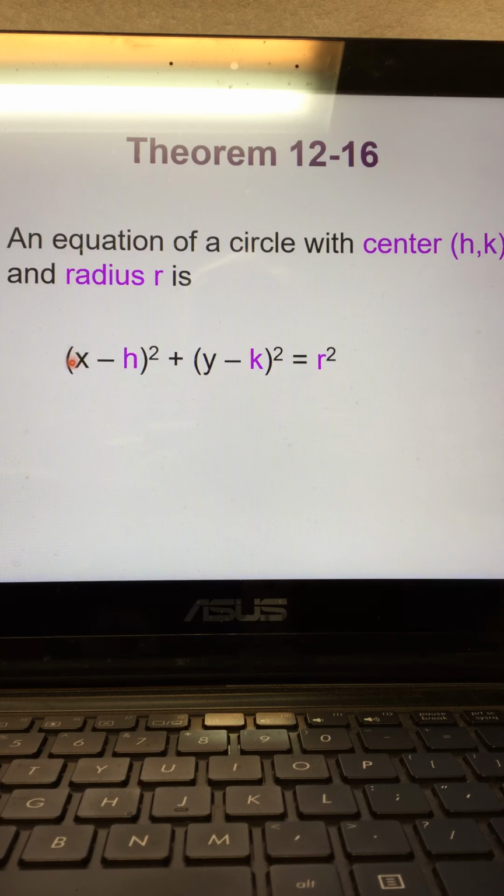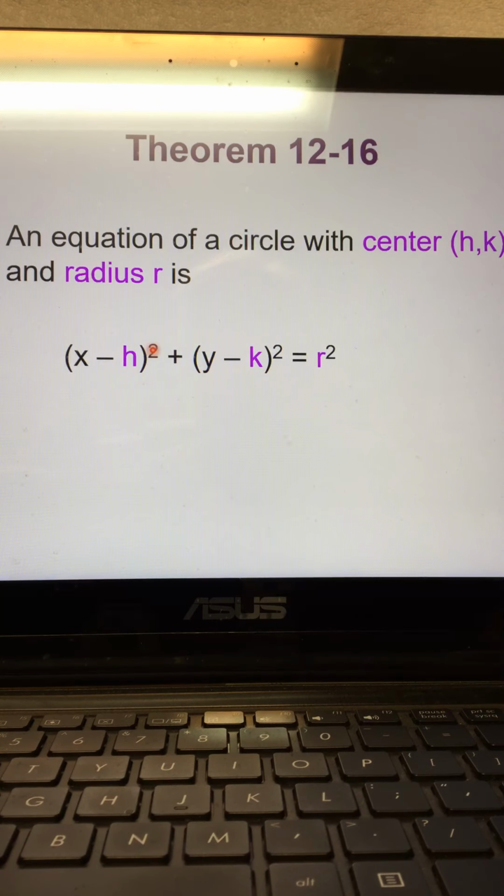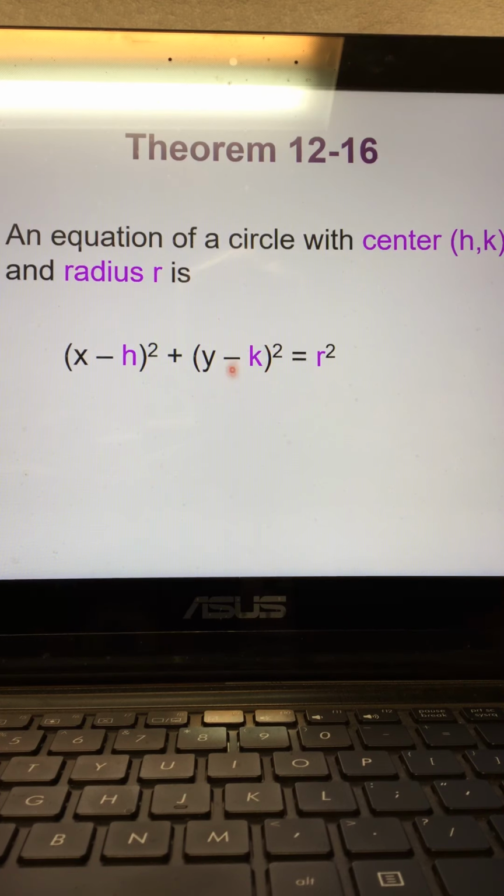So we're going to say x minus h, that's going to be enclosed in parentheses. We're going to square that. Plus y minus k, that's enclosed in parentheses, squared. And then on the right side, it is the radius squared.